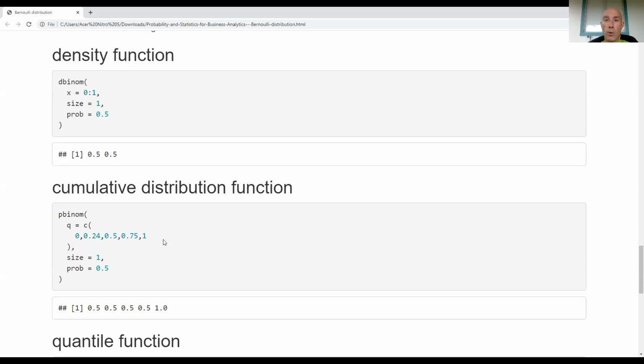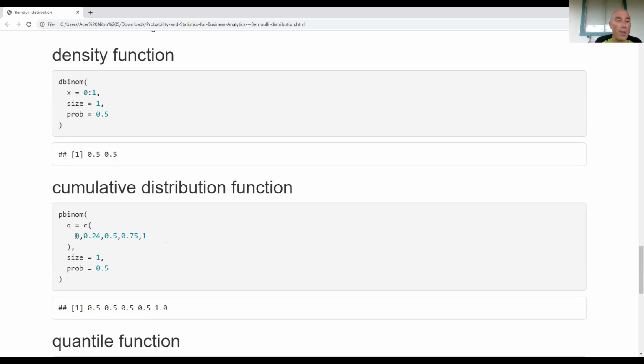Now for our cumulative distribution function, this gives me the probability of being less than or equal to the value I plug in. So here I want to know what value will give me the probability of being less than or equal to a particular value.